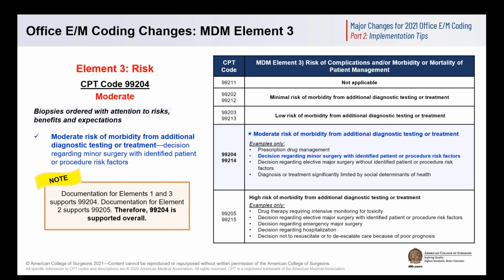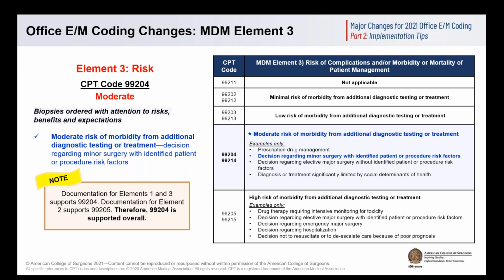And from the risk category, she's a young, healthy person. You're ordering biopsies with attention to the risks. So there are some risks performed in this red hot mess, inflammatory breast cancer in the office. She has moderate risk of morbidity from her additional diagnostic testing and treatment because she has a significant procedure with an uncertain prognosis.